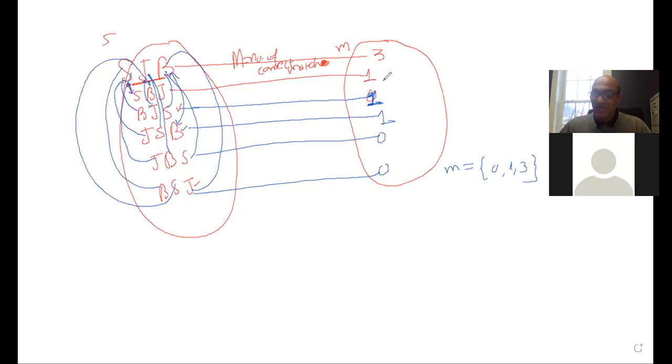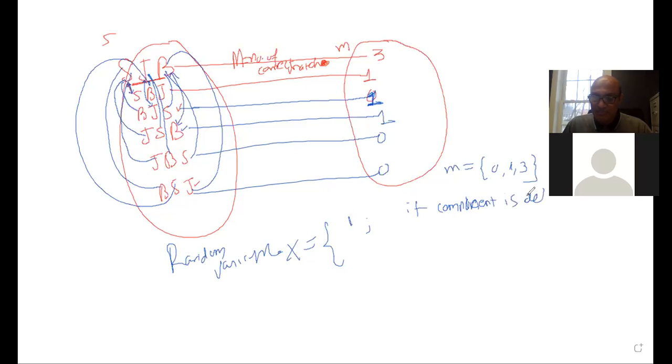So at that time, I'm going to write my random variable x in this way: the random variable x is given as 1 if the component is defective, and 0 if the component is non-defective. So if the component is defective, it is assigned the number 1, and if the component is non-defective, it is assigned the number 0. That makes perfect sense.